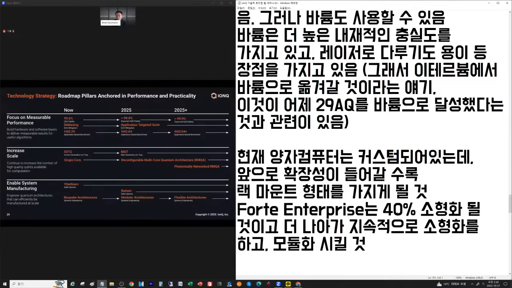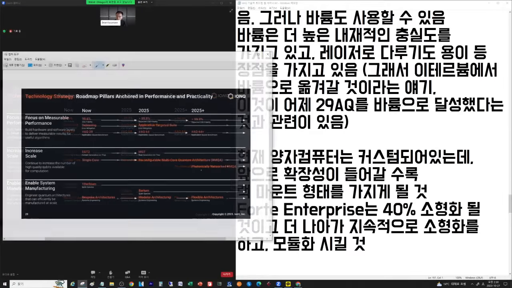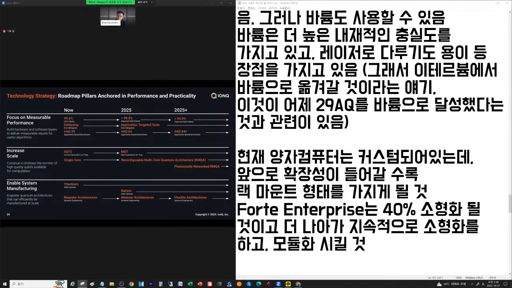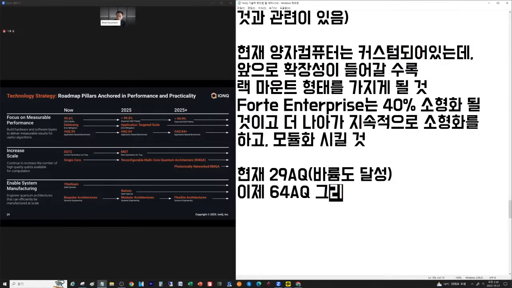If we go to the next slide, we've talked about how we're scaling our performance. Dean talked about how we're increasing our fidelity from now, and we have targets going to 2025 and 2025 beyond. We talked about AQ and how we're using application-specific metrics to look at the performance of our computers. We're at AQ 29 today, and we recently announced this in our Tempo systems as well. And we have a goal of going to AQ 64 and beyond in the next few years as well.